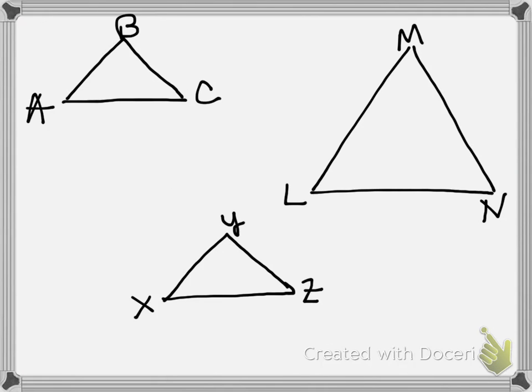Here we have three figures: figure ABC, figure LMN, and figure XYZ. We want to see which two are congruent. They need to have the same area, the same angles, and their line lengths need to be the same. If you look at it, it looks like triangle ABC is congruent. We'd use the equal sign with a squiggly to show congruent. They're not equal because triangle XYZ is in a different location, but it's very similar.